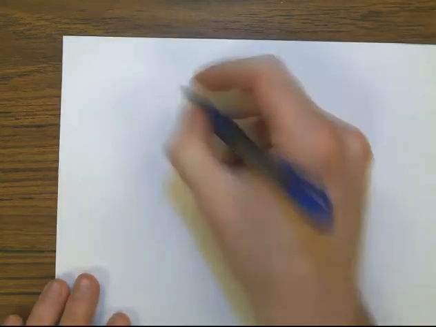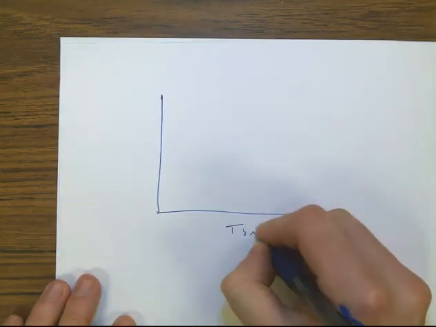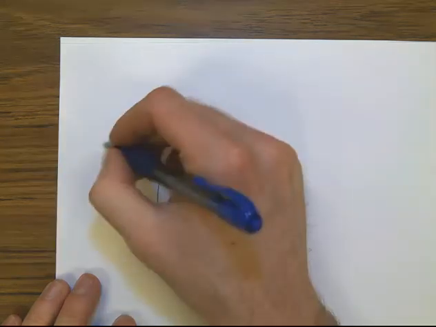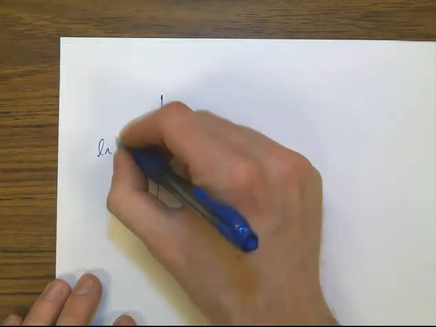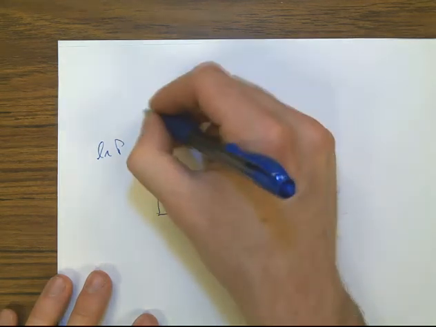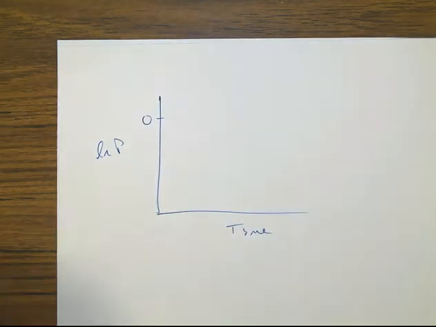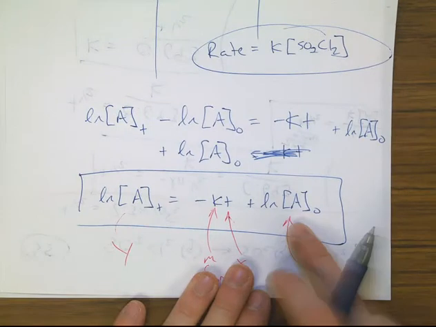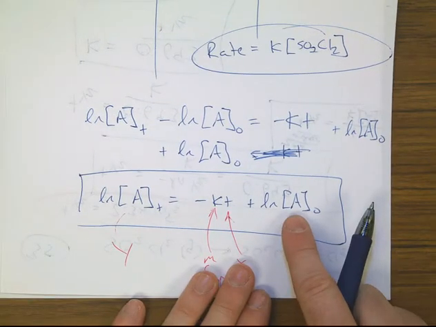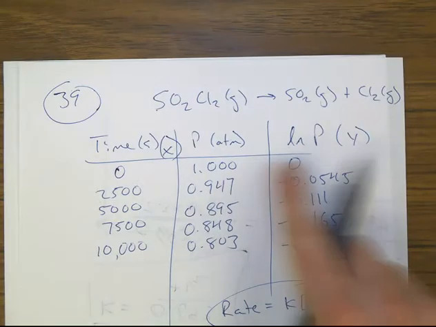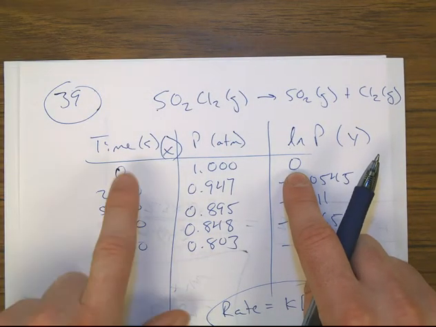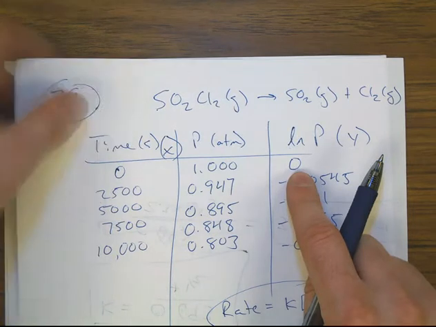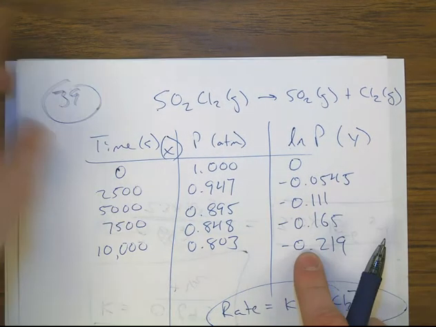So now I'm going to go ahead and construct a graph where I have time on the x-axis, and on the y-axis I'll have the natural log of all the pressures. When I do that, I'll have 0 at the top, which is my y-intercept. So remember, at your very first concentration, the natural log of it, at time 0, my y-intercept will be 0. And then the values start going down from there.